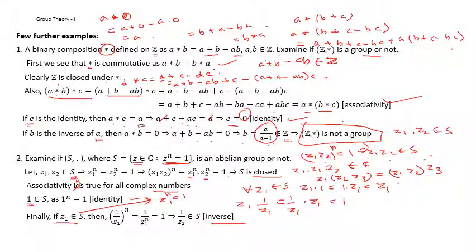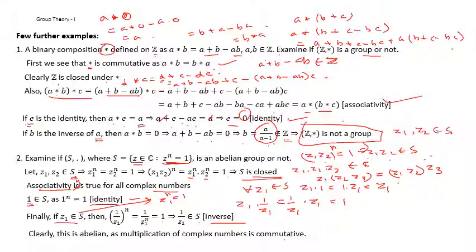So inverse property also exists, identity exists, inverse exists. Associativity is true for all complex numbers, and closure property is true. And finally, we know that it is an abelian group because multiplication of complex numbers is always commutative. So this is an abelian group. Multiplication is commutative, and therefore this S dot is actually an abelian group.